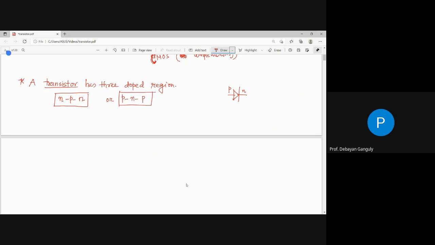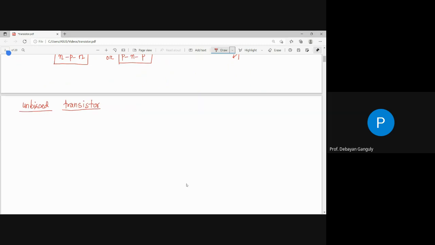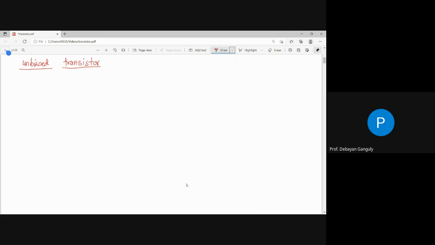So first we will see the unbiased transistor. That means what will happen basically. Unbiased transistor. We already told you what unbiased means. That means you are not applying any battery, right? So if I am discussing an NPN transistor, you can describe it by using only one transistor.